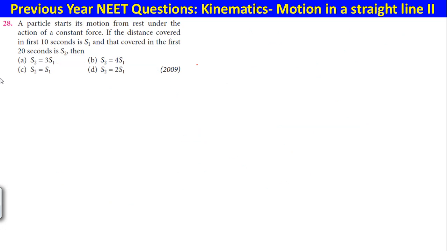Very good. Next, a particle starts... just a minute, sorry.